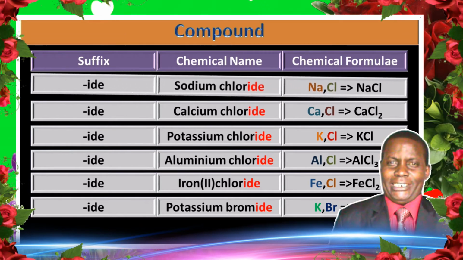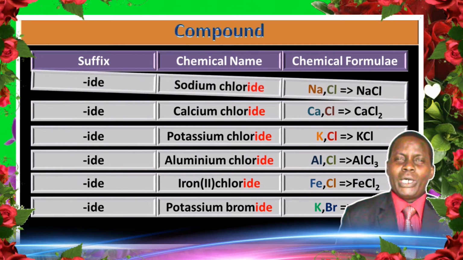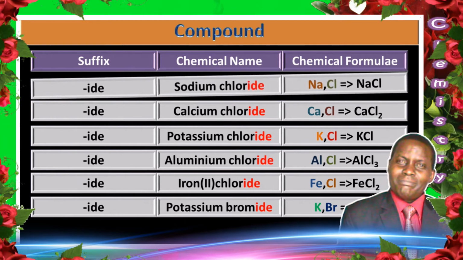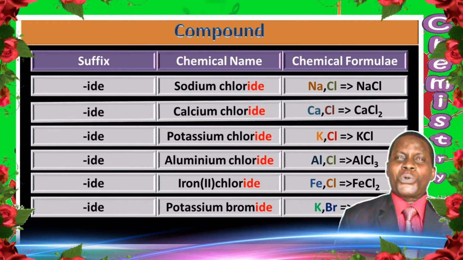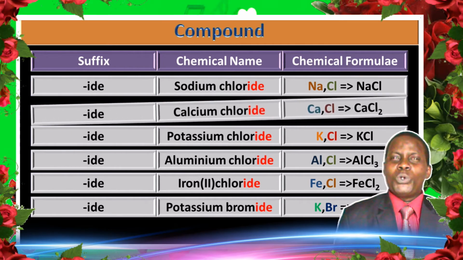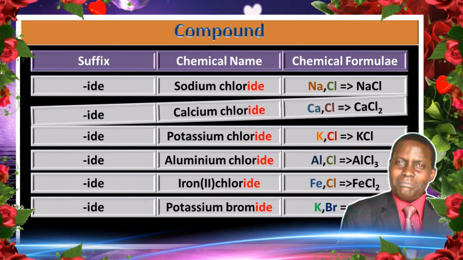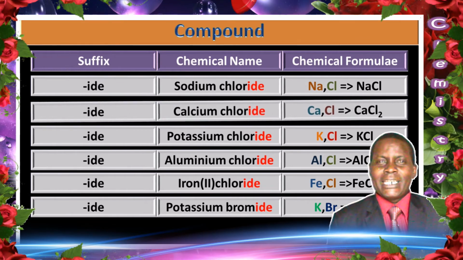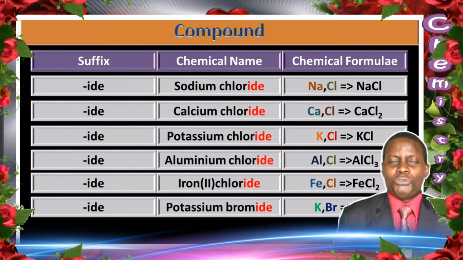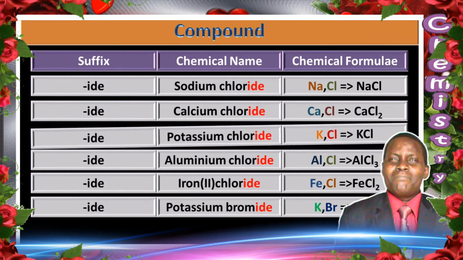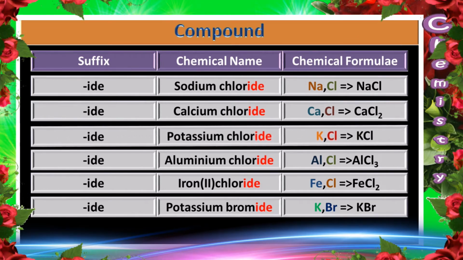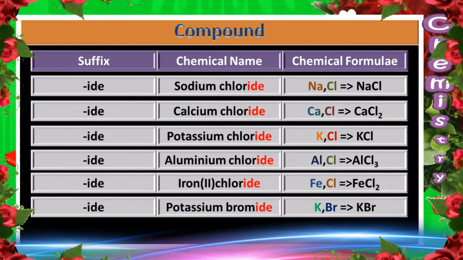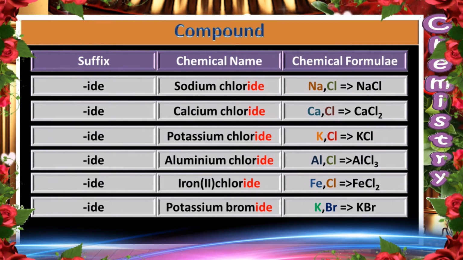For example, sodium chloride is made up of two elements, sodium and chlorine. Calcium chloride is made up of two elements, the calcium element and the chlorine element. If you talk of potassium chloride, it's made up of potassium and chlorine as elements.